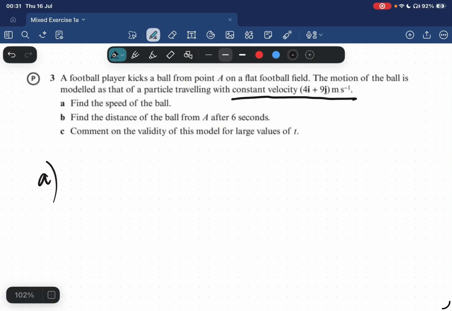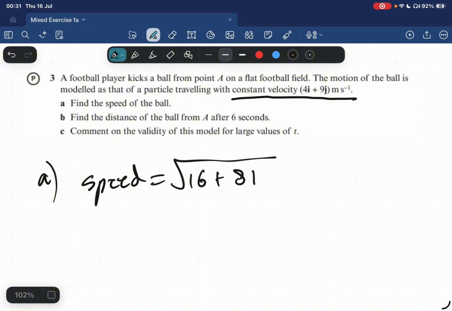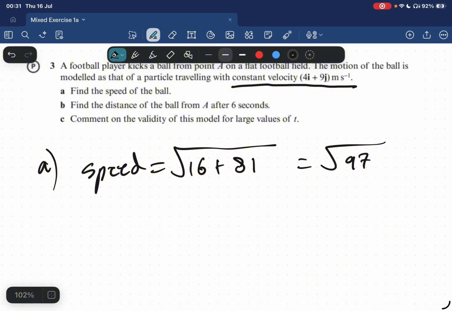So speed is going to equal the square root of 16 plus 81, so square root of 97. And we can put that into our calculator, and we have that as 9.85. And this is the same units, so it's going to be meters per second.